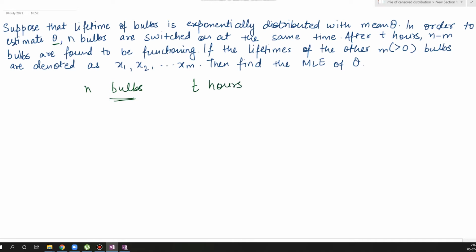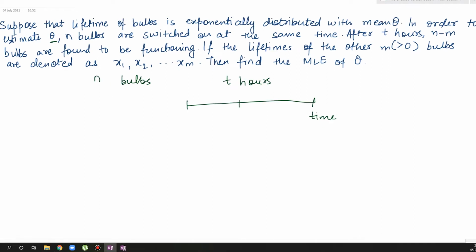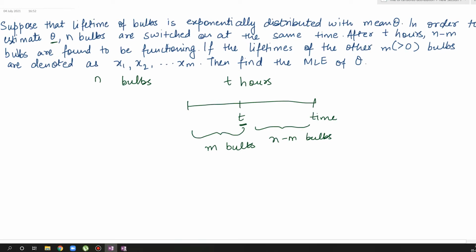Now let's say that in this particular t hours, you could only observe the full lifetime of m bulbs. You weren't able to observe the full lifetime of n minus m bulbs. You can only say that their lifetime is greater than the time t, but you cannot say the full lifetime of the n minus m. The only information that is known to you is the full information of m bulbs and the partial information of n minus m bulbs, that their lifetime is greater than t.